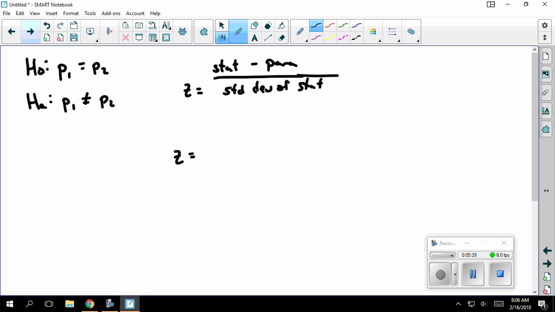The statistic is going to be p hat 1 minus p hat 2. The parameter is the truth. And so that's just p1 minus p2. Now, if I believe this, then p1 equals p2, which means this portion right here will become 0 and go away.